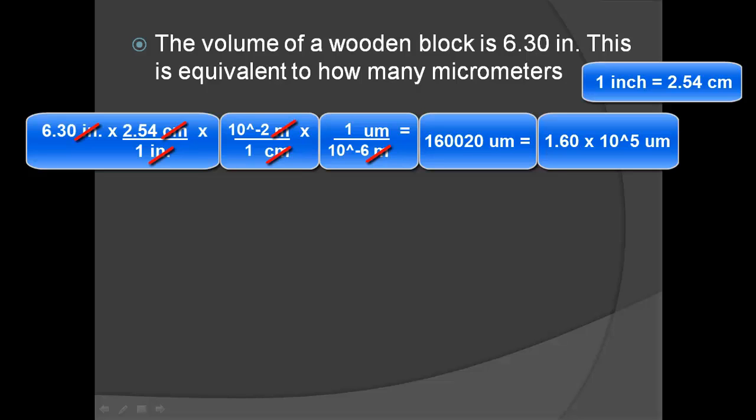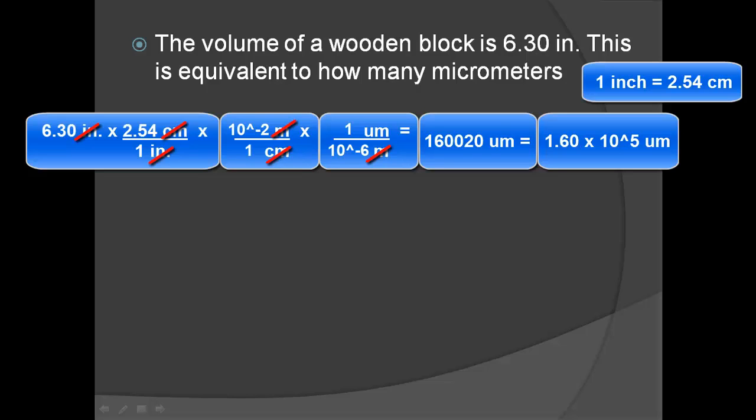I want to do this problem again, but instead with cubed units, just to make sure that we practice those cubed units. Obviously, the setup is going to be the same. You're going to start off with 6.30 inches. And remember how we take care of problems that have squared or cubed or quadrupled or whatever power units. We start off like a normal problem.